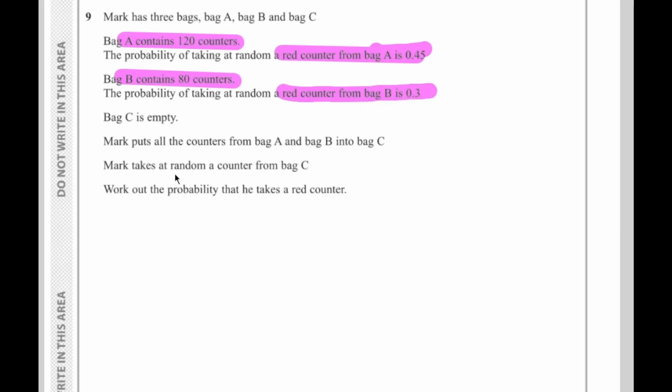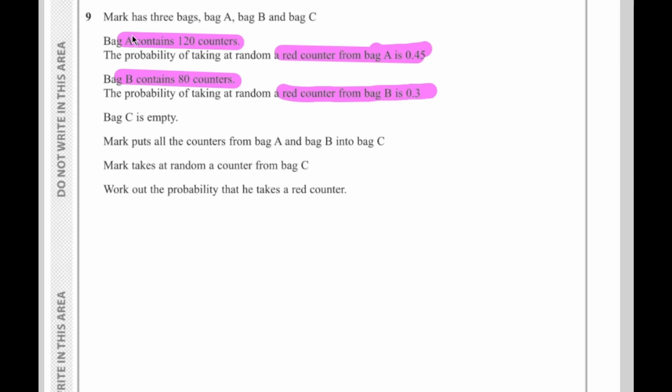Bag C is empty. Mark puts all the counters from bag A and bag B into bag C. Mark takes at random a counter from bag C. Work out the probability that he takes a red counter. Right. How do you get it?